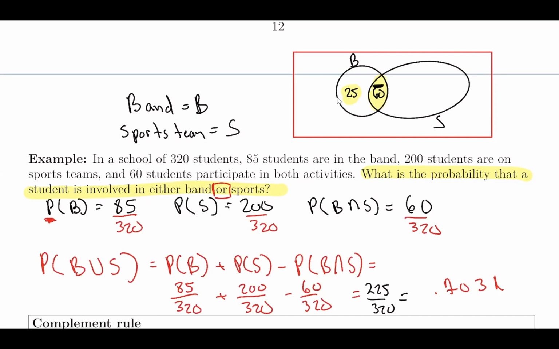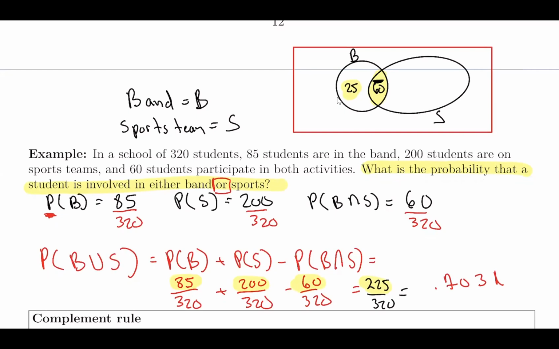All right, somebody asked me a little bit earlier on, how do I get the 225? If you do 85 plus the 200 minus 60, that's how you get the 225. I just wanted to give you a fraction form for you. So that's where the 225 divided by 320 comes from. It's doing 85 plus 200 minus 60.